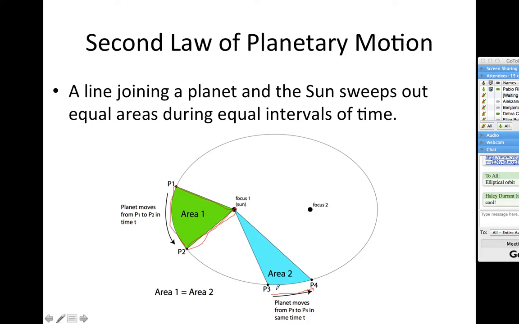Equal in size. Now, they don't look equal, but if you were to measure them, they will be equal. So what happens is, the distance from P3 to P4 is smaller than the distance from P1 to P2, isn't it? But the time is the same for the two distances. So that means that the speed from P1 to P2 is faster than the speed of the planet from P3 to P4. And even if it were further out from the sun, let me try to do this a little better.